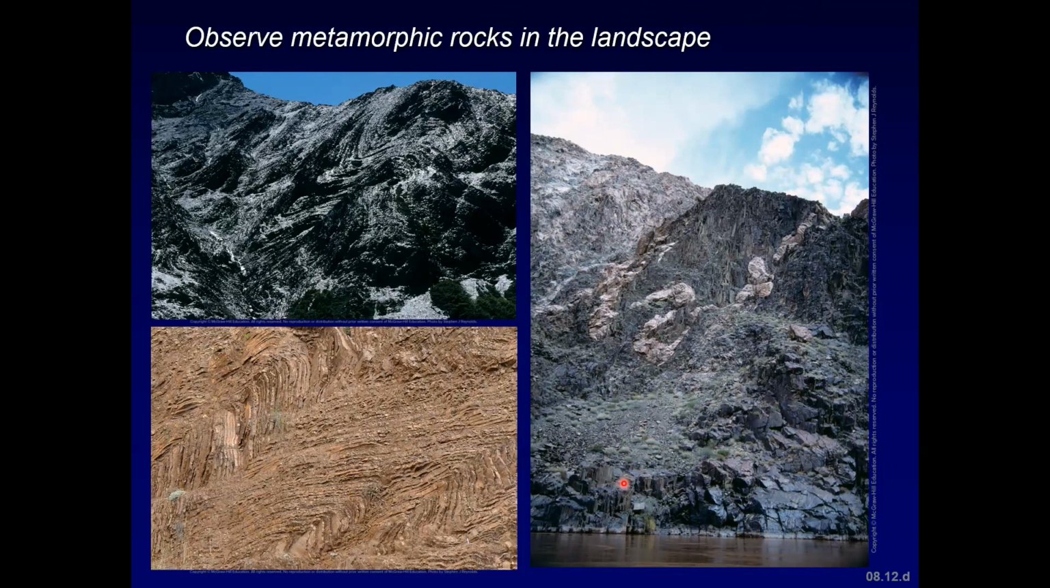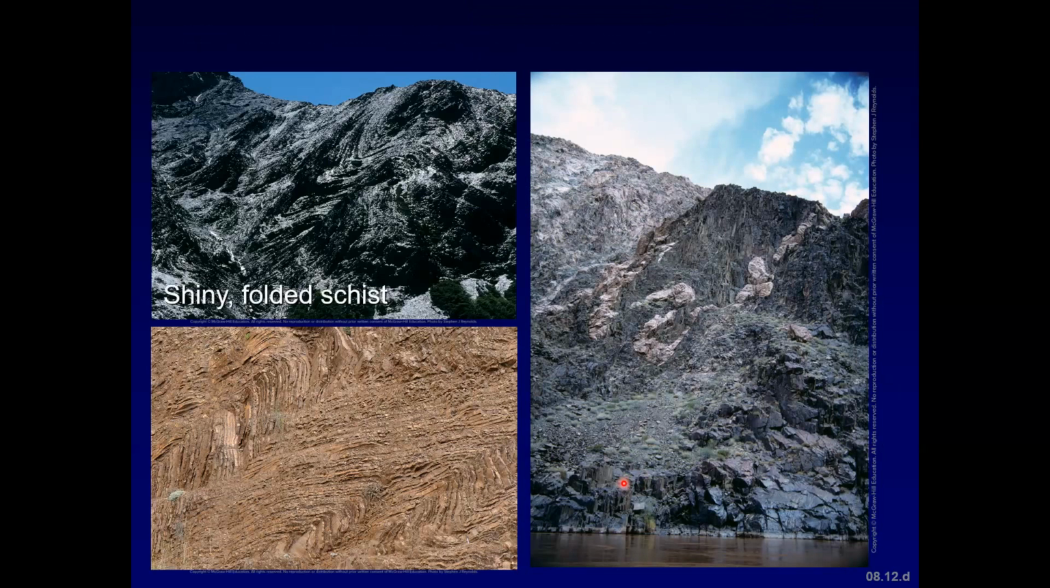All right, so just metamorphic rocks in the landscape here. Now they can be shiny. So this is shiny folded schist because we have a bunch of mica minerals in a similar orientation exhibiting schistosity, reflecting light. So that's a type of foliation. You could have something like this folded chert.